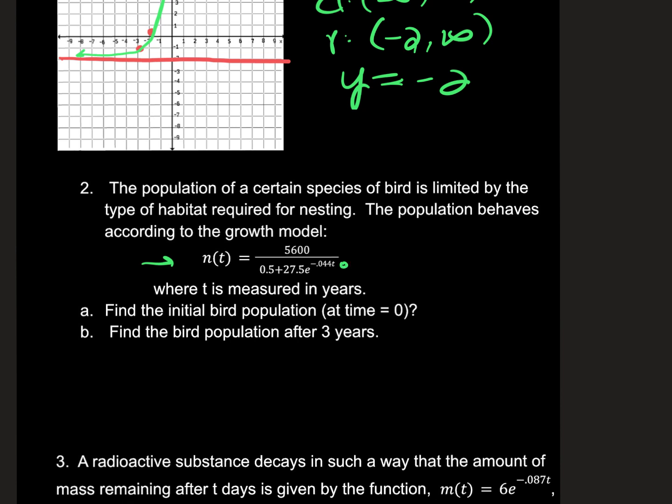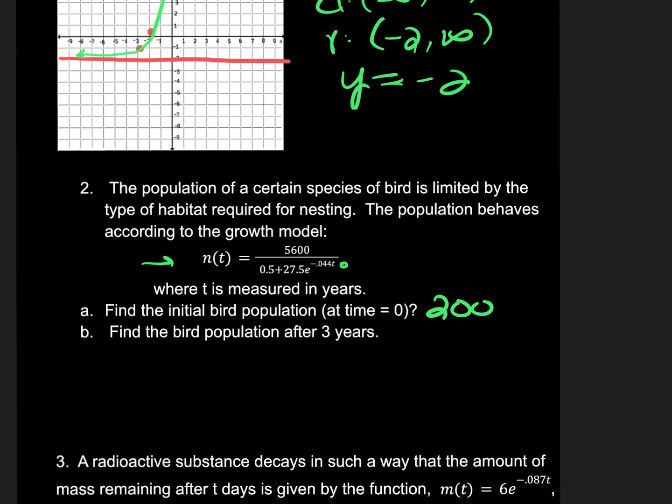If I put 0 right there for t, the e becomes 1 because it'd be e to the 0 power. Which means my denominator is going to be 0.5 plus 27.5, which is 28, by the way. So I'm doing 5,600 divided by 28. And I'm getting 200 birds at time 0. Then it says after 3 years.